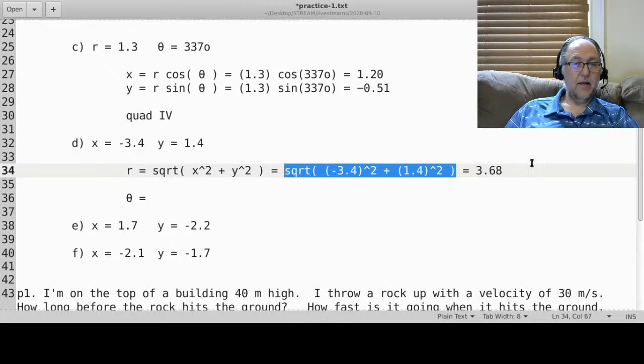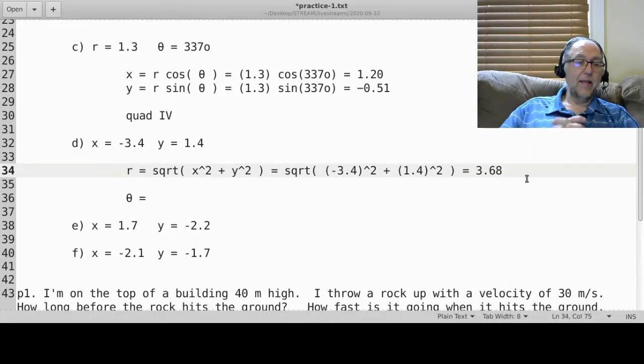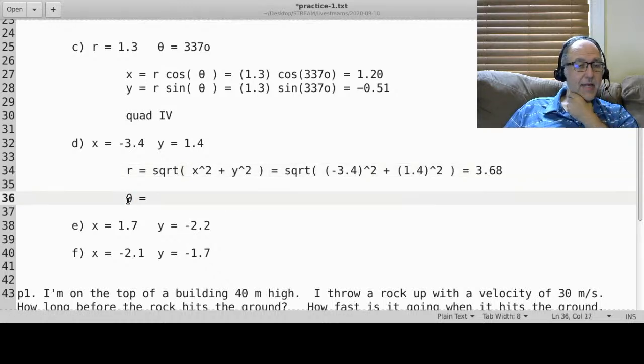Okay, so that's R. So not very deep at all. Just square the x value, square the y value, add them together, take the square root of that, and you've got the answer. Okay, Pythagorean theorem. It's theta that's the issue. The reason is that you have to do the inverse tangent. This is usually how you write inverse tangent: tangent to the exponent negative 1. You do the inverse tangent of the y value divided by the x value.